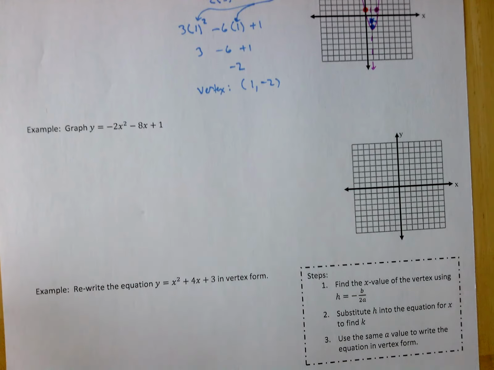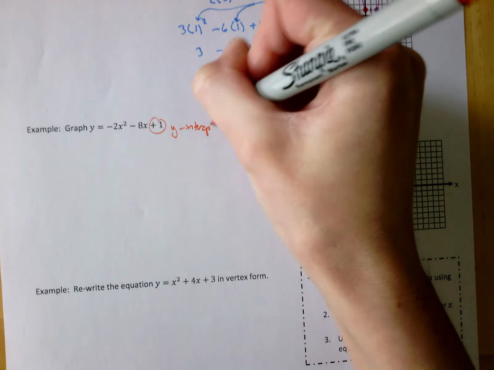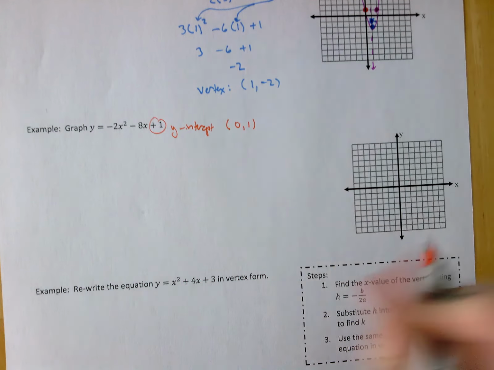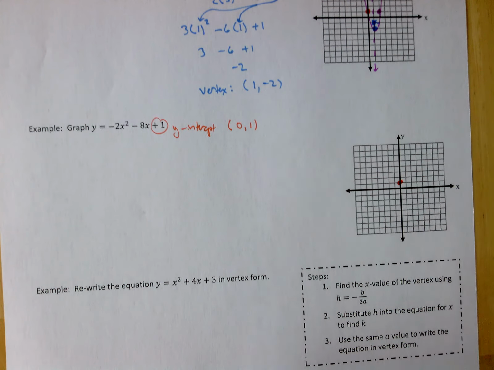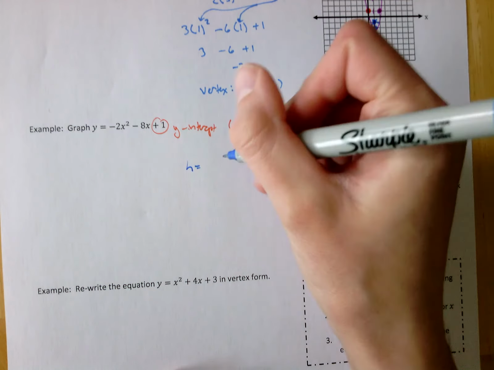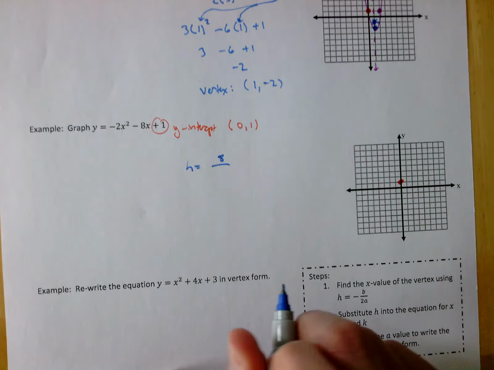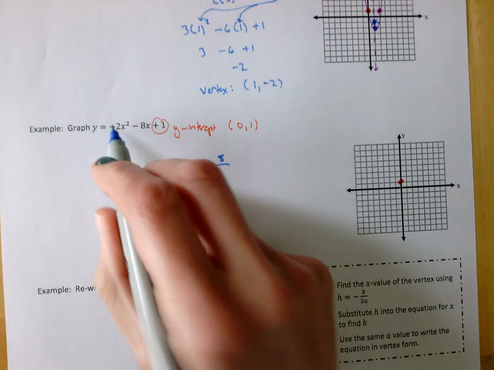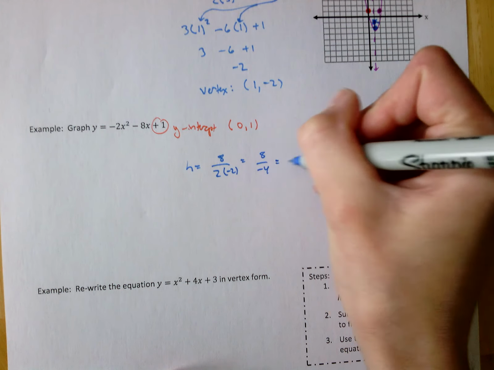All right, let's do another example. So this guy right here. So the first thing that I have is my y-intercept. Okay, and my y-intercept is actually still 0, 1. It happens to be the same. So 0, 1, there's my y-intercept. I'm going to plot that on there. Next, I'm going to find my vertex. So it's h equals the opposite of b. B is -8, so it's going to be +8, over 2 times a. Well, a is -2. So that's 8 over -4, which is -2.